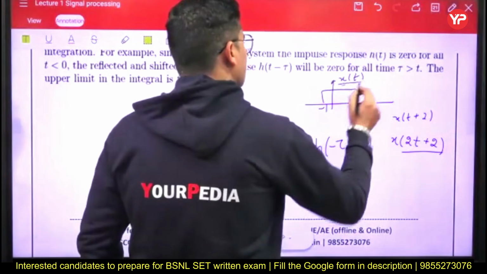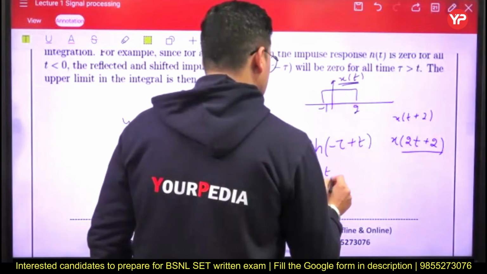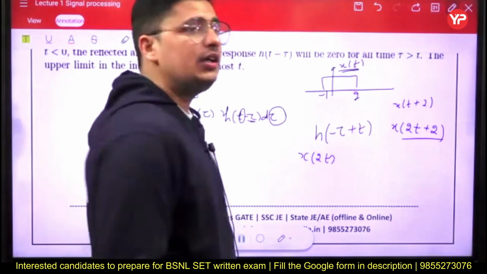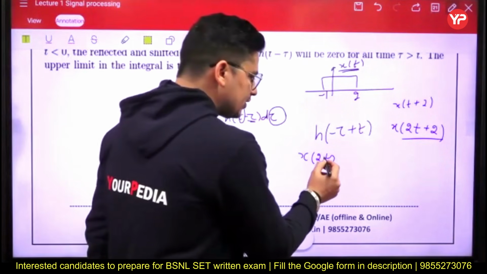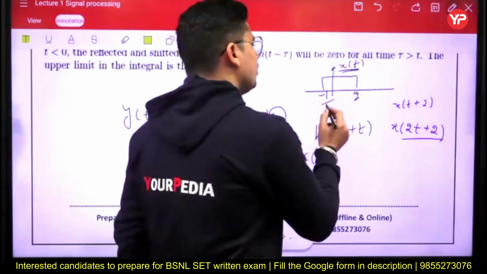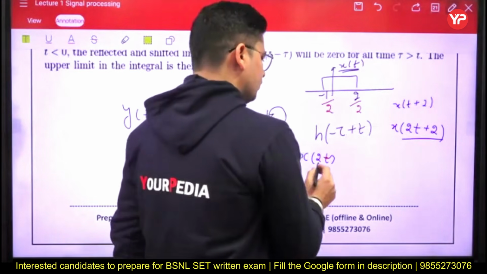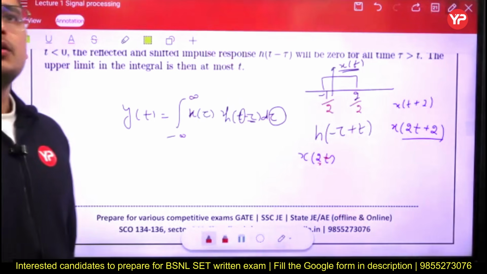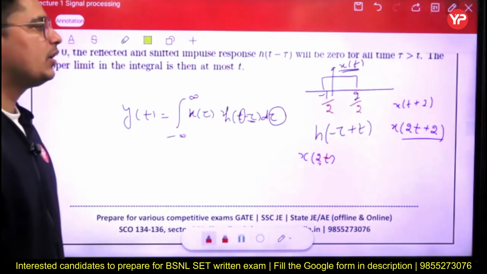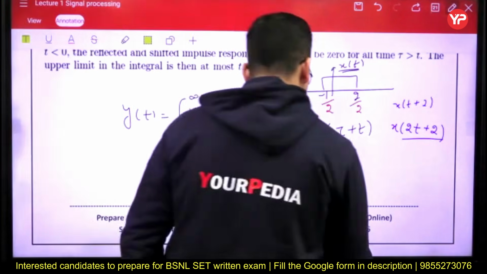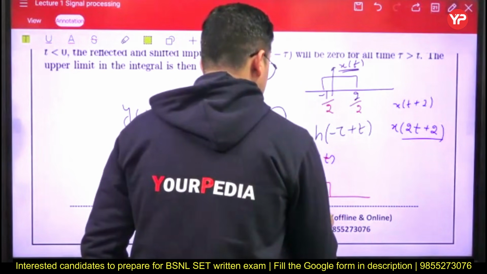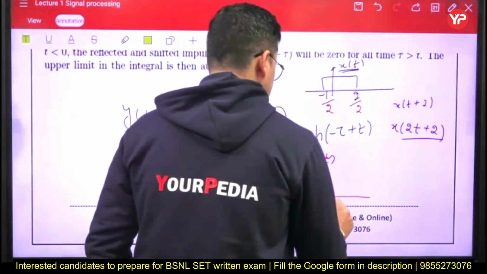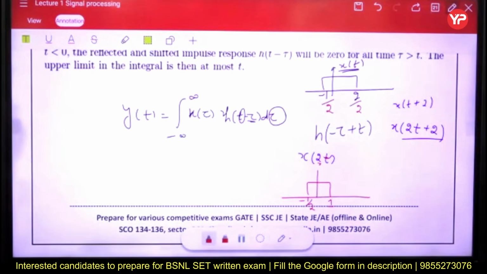Now this is your x(t) graph. We have to draw the graph of x(2t). x(2t) means scaling. Scaling means, just remember that, if you are doing scaling, you have to divide all the values of time by 2. If you have 2t here, then we have to divide all the t values by 2, and we will get the graph of x(2t). That will be from minus 1 by 2 to 1.